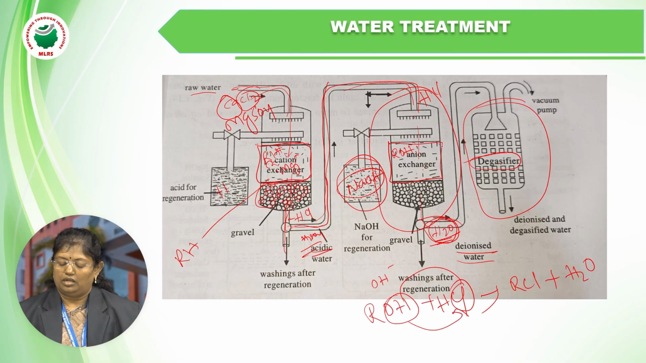That is why, as it has a high affinity towards reaction with carbon dioxide or oxygen, which will cause corrosion of the boiler, it is sent into the degasifier, where it removes all the gases which have reacted with the water. So completely pure water, deionized and degasified, comes out from the degasifier. This process involves deionization and degasification, and the pure water is collected from this.